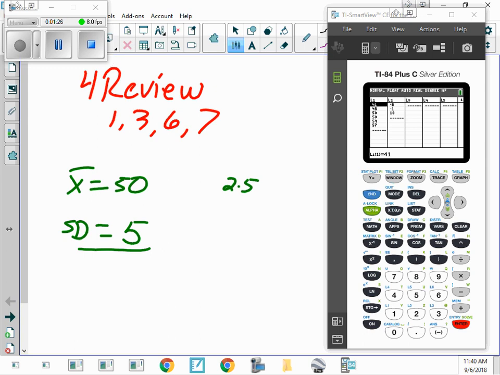Okay. Which ones are within 1.5 SDs? How big is 1.5 SDs? Well, it would be this times 1.5, which is 7.5. And now we have to include which ones? Is 41 within 2.5 or 1.5? 41 is not. What about 54? Yes. And 57? Yes. So it turns out it worked.